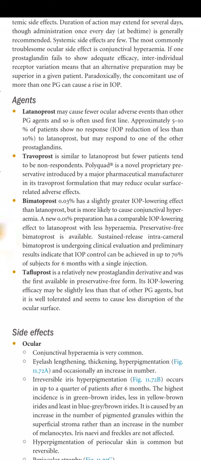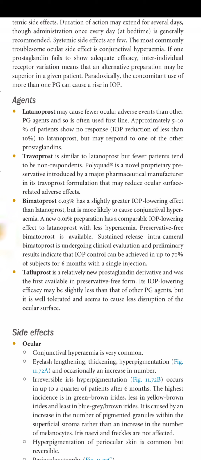Bimatoprost 0.03% has a slightly greater IOP lowering effect than latanoprost, but is more likely to cause conjunctival hyperemia. So bimatoprost is more effective, but it has more side effects as well. A new 0.01% preparation has a comparable IOP lowering effect to latanoprost with less hyperemia. Preservative-free bimatoprost is available.